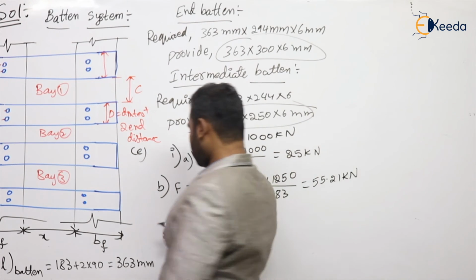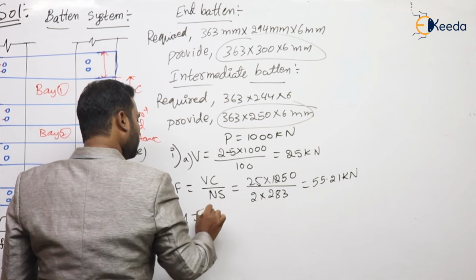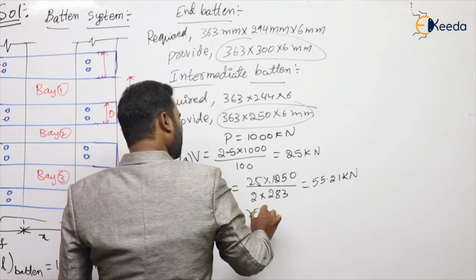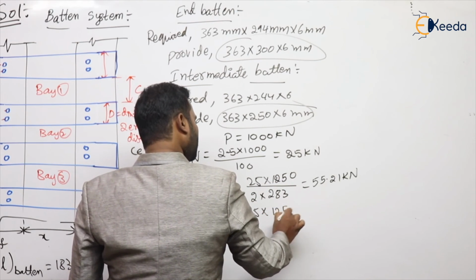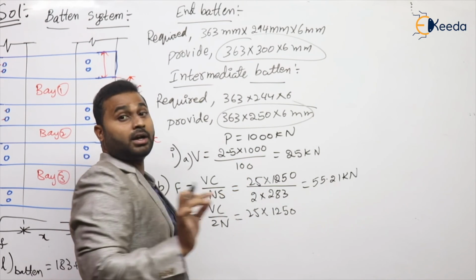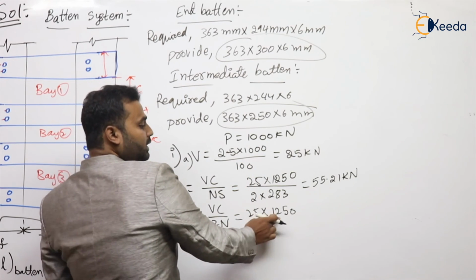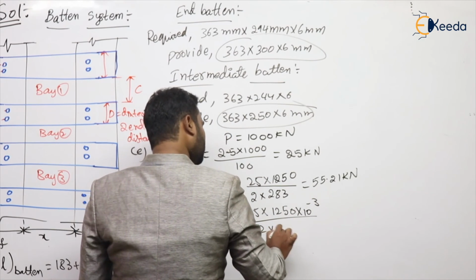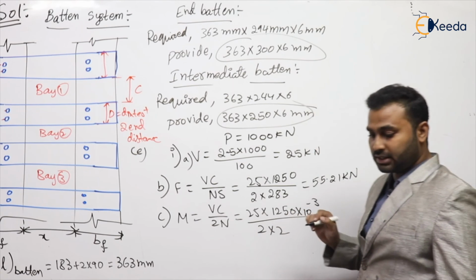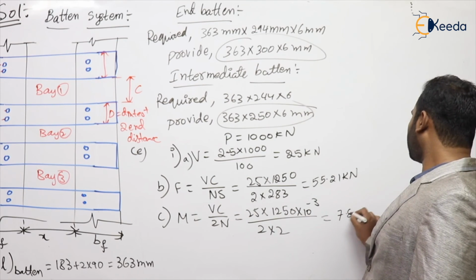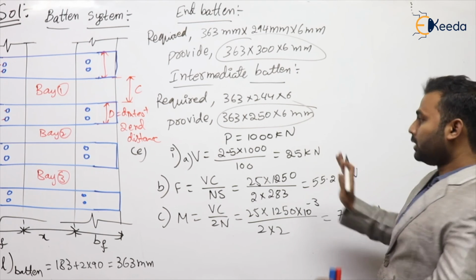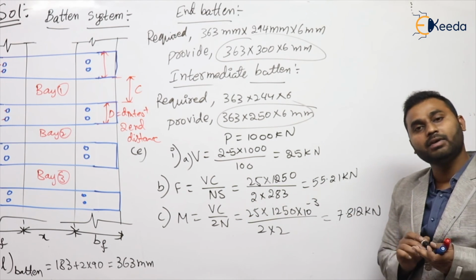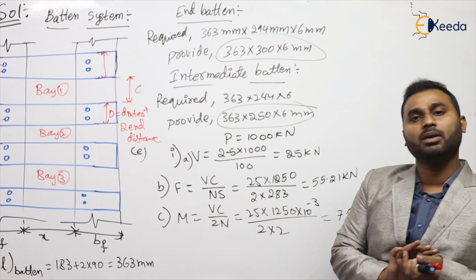Now let us see the moment. Moment is equal to Vc by 2n. V is 25, and C is 1250, and since here we require kilonewton meter and this is in mm, convert into meter, by 2 into 2. Upon simplifying, we get this value as 7.812 kilonewton meter. These are the force and moment in the batten system. So with this, we have completed the design of batten also.